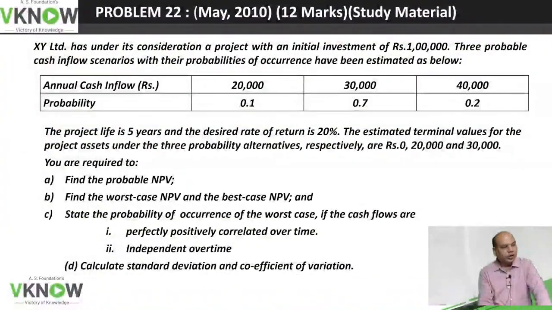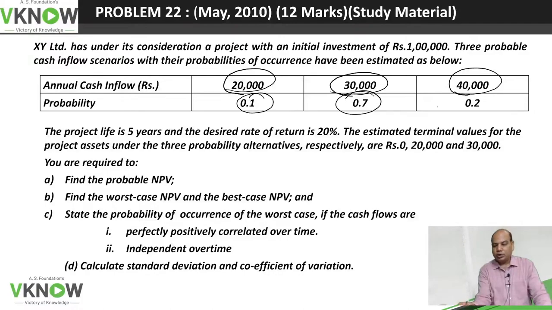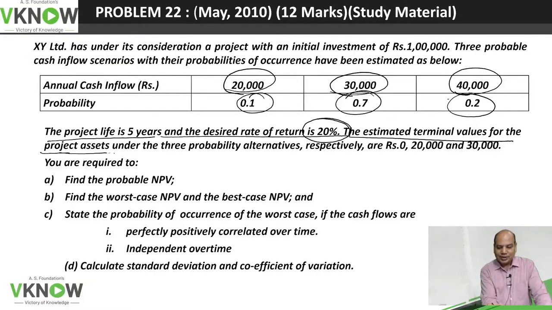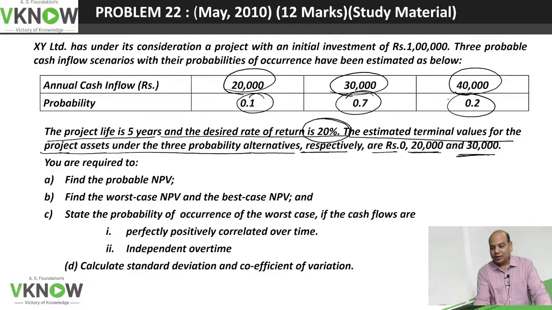Now we'll come to question number 22. XY Limited has under its consideration a project with an initial investment of rupees 1 lakh. Three probable cash flow scenarios with their probability of occurrence are estimated below. So you can get annual cash flow of 20,000 or 30,000 or 40,000 with probability 0.1, 0.7, 0.2. Project life is 5 years and estimated desired rate of return is 20%. The estimated terminal values for the project asset under the three probability alternatives respectively are 0, 20,000 and 30,000.